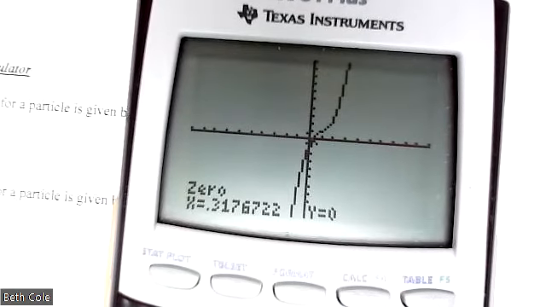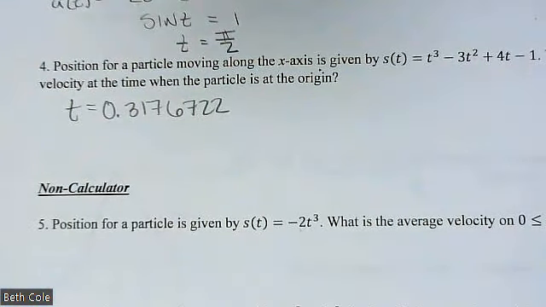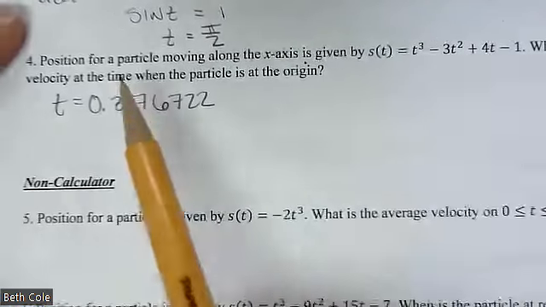And it will tell it to you. Do you see that there? 0.3176722. I'm going to write down all of that, because that's actually not the answer. I bet you it's one of the choices. But we found the time when the particle is at the origin. Read back through the problem. What does it want? Velocity.